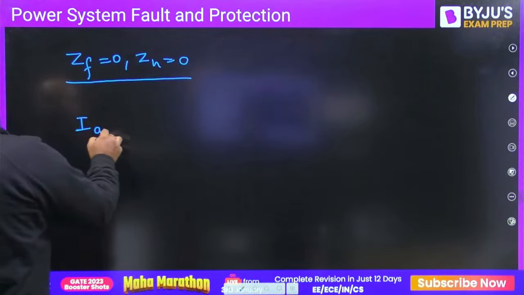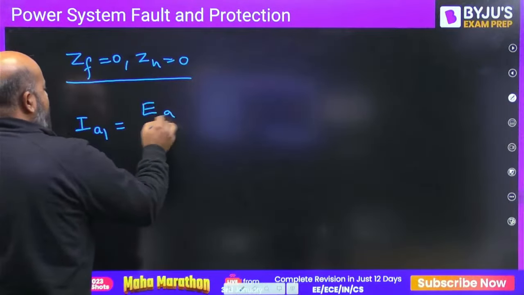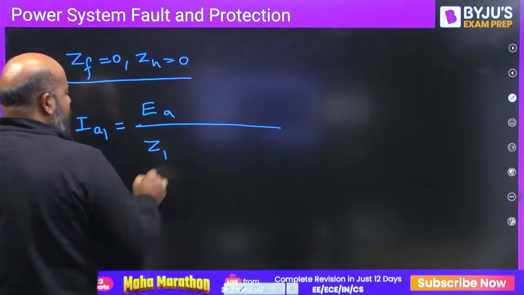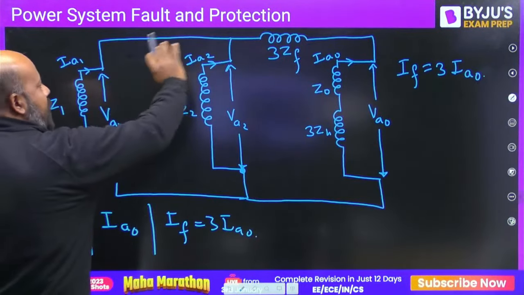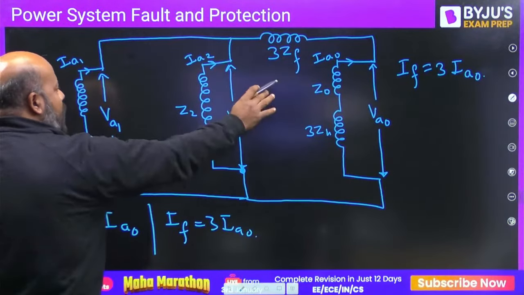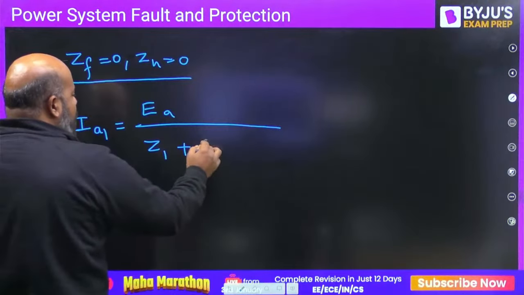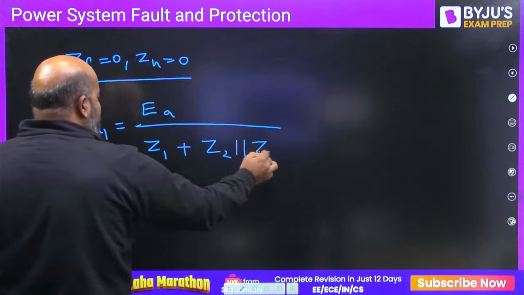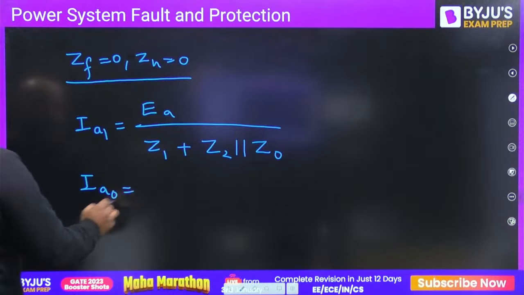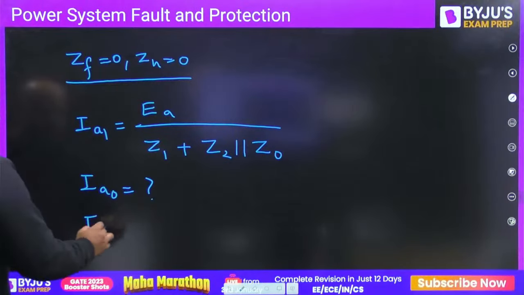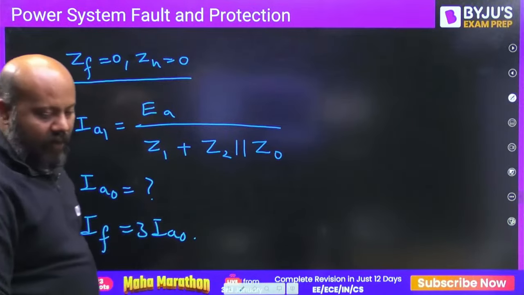What is going to be IA1 in that case? IA1 is going to be EA upon Z1 plus the parallel combination of Z2 and Z0, because Zn and Zf are 0. From here, you can find what is IA0. And from here, you can find the fault current as 3 times IA0. Only formula, you have to put the values.